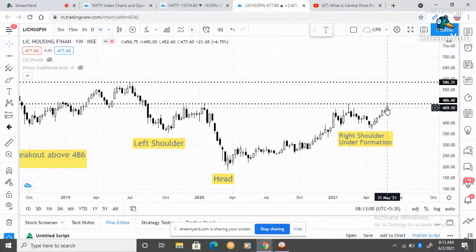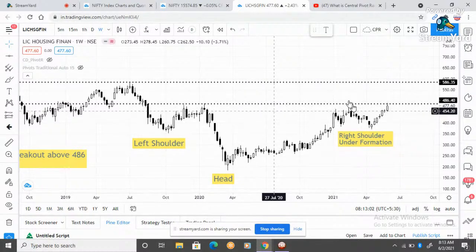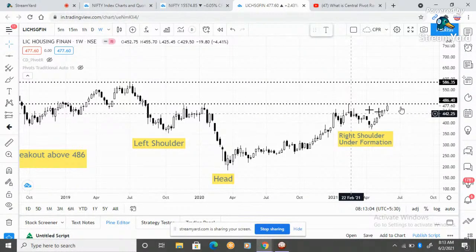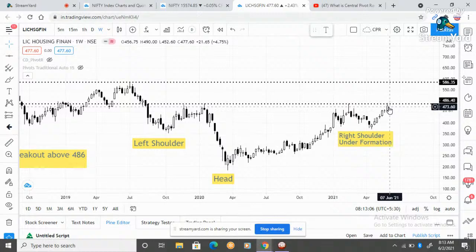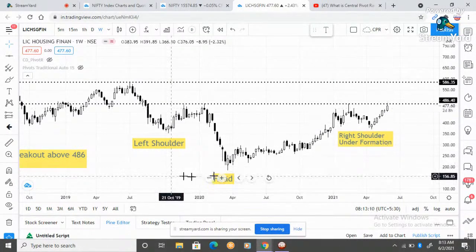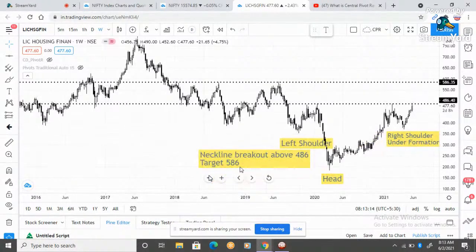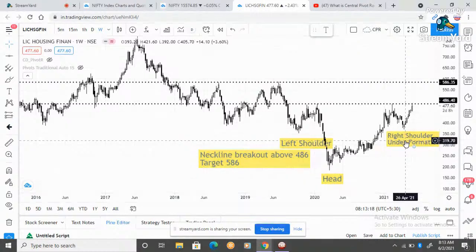So we want price to close above 486 on a weekly basis. Then you can take a long position. Once price breaks 486 on upside, you can expect a target of 586 for this counter on weekly time frame.